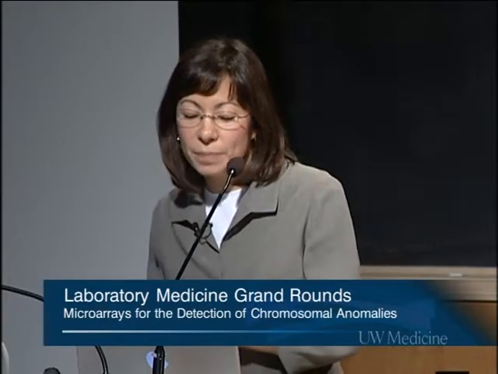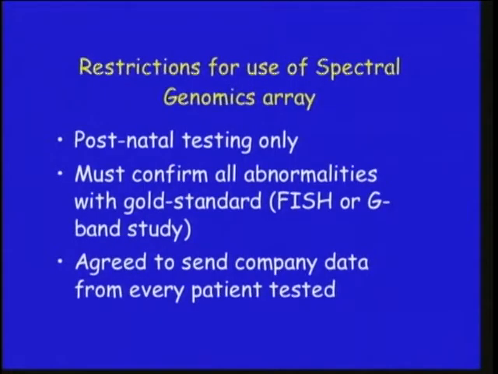Spectral Genomics was just recently purchased by PerkinElmer. With investigational use, we're not told that we can't use it for clinical testing, but there are certain restrictions placed on the use of the chip. So in order to use the Spectral Genomics array right now, you have to sign an investigational use only certificate, and you have to state that you're only using the chip for postnatal testing.